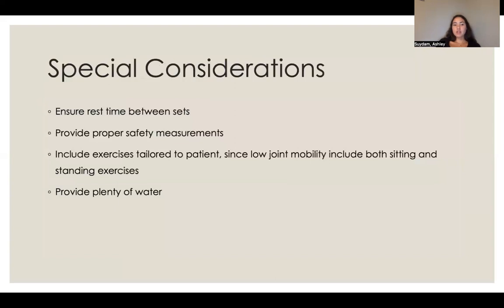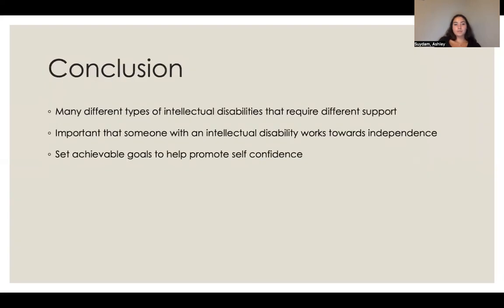Some special considerations are to ensure rest time between sets and provide proper safety measures. This can include asking her doctor for approval of her exercises before we do any of them, and just making sure she feels safe when she does them all. She'll be monitored the whole time, so that shouldn't be a problem. We're also going to include exercises tailored to the patient. Since she has low joint mobility, we're going to include both standing and sitting exercises. We're also going to make sure to have plenty of water for her.